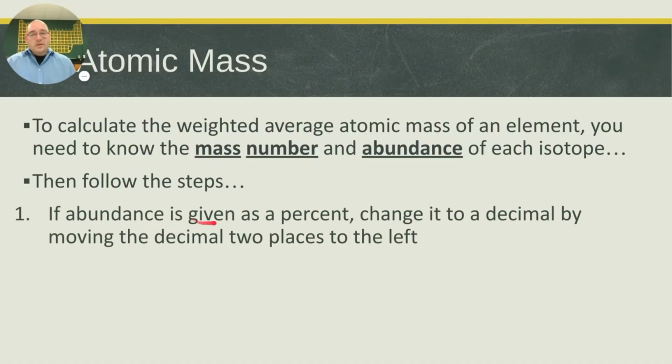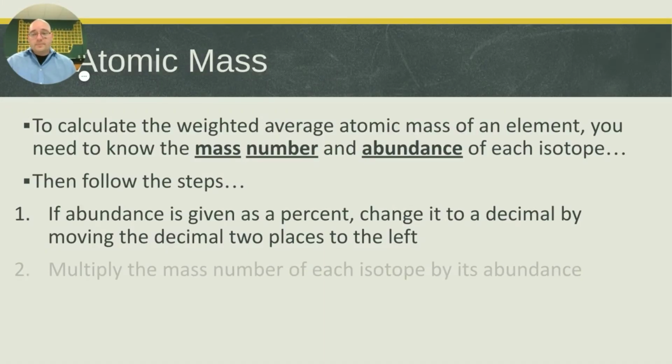So if the abundance is given as a percent, then you're going to change it to a decimal by moving the decimal 2 places. I will show you how to do this. I'm just giving you the steps first. Then after you have changed your abundance to a decimal, you're going to multiply the mass number of each isotope by its abundance.